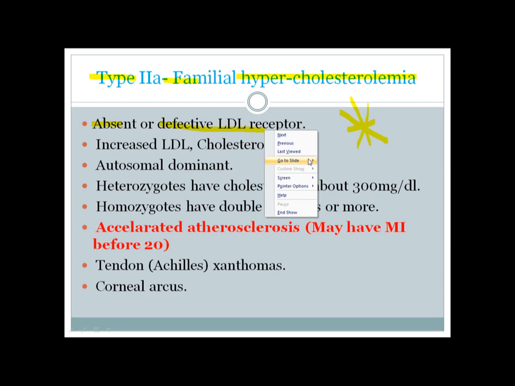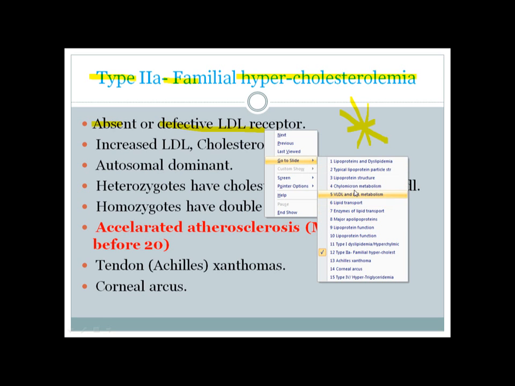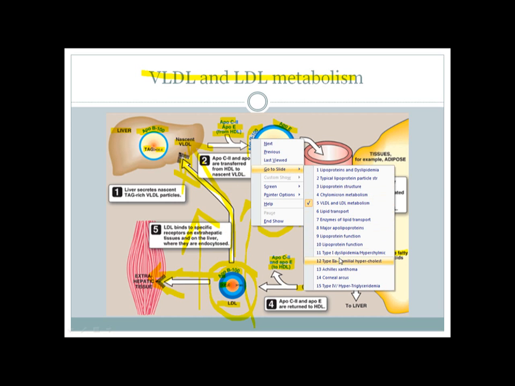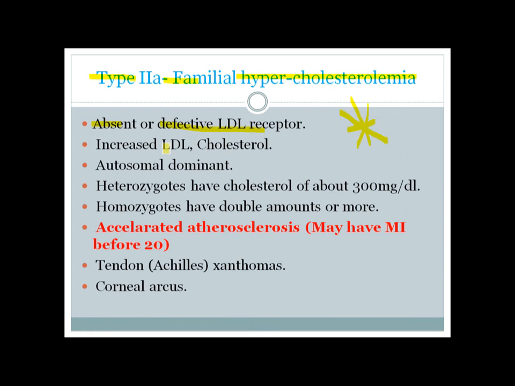So we can go back to our previous slide here. Here you can see the LDL molecule, and it has two fates. It can either go to the liver or it can go to the extrahepatic tissue. So if there is any defect in the LDL receptor, it cannot be taken up by either the liver or the tissues, and that's why the LDL will build up in your blood, and as LDL has a lot of cholesterol, the cholesterol level will be up.